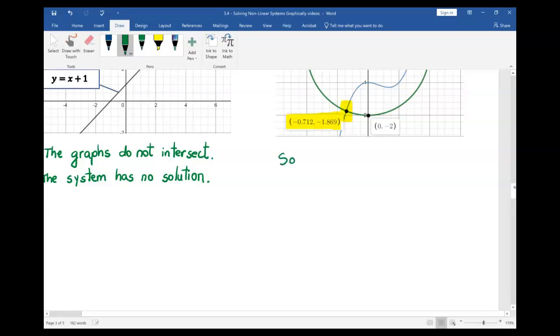Solutions. Okay, so the 2 points are going to be 1.704 and 1.046. And the second point is going to be negative 0.712 and negative 1.869. These are the solutions of this system of equations.